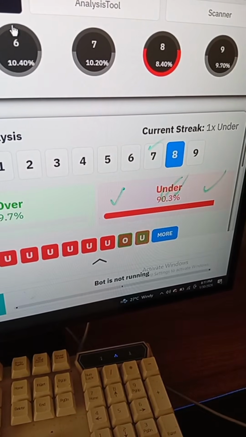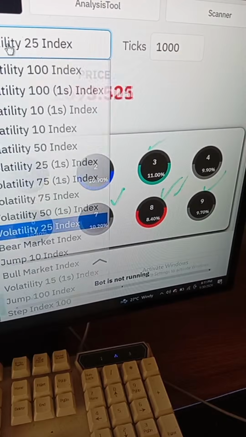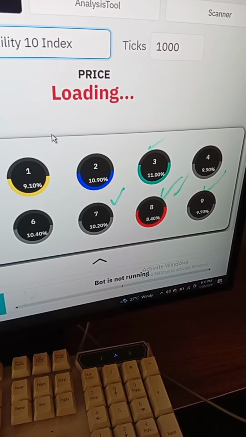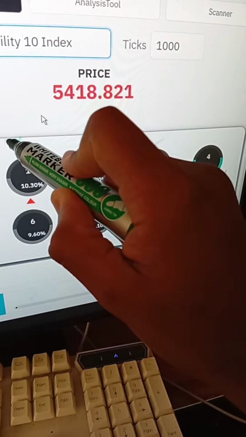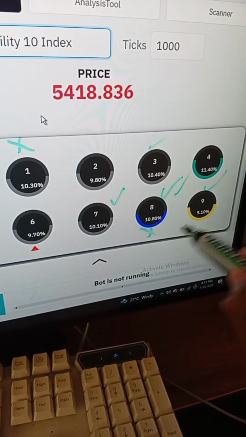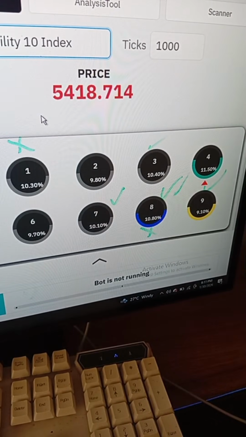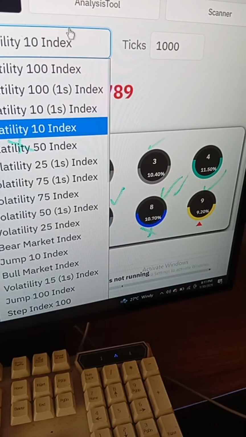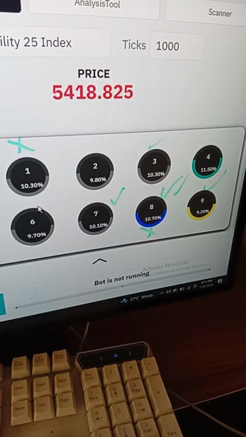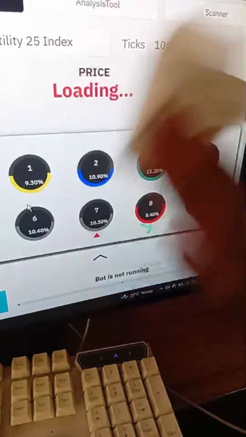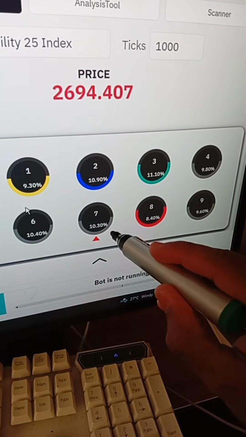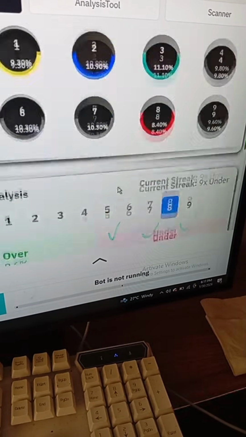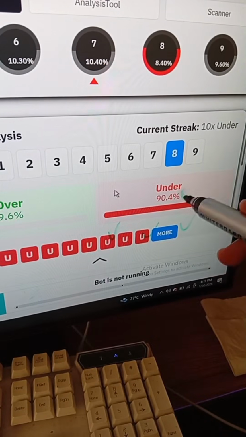Let me compare with volatility 10 because I like comparing all the markets and seeing which one is superior among all of them. Volatility 10 is not favorable because for over 1, 1 is too strong. For under 8, 8 is too strong. Let us go to volatility 25. I can see it is a bit conducive. Everything is okay here, and the percentage is quite nice.